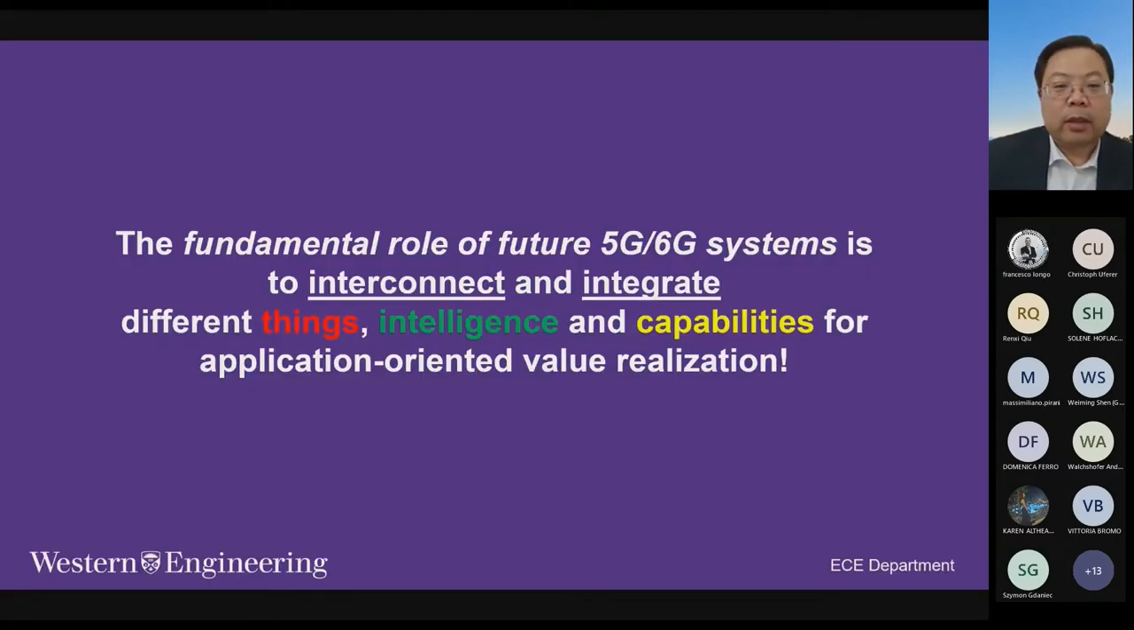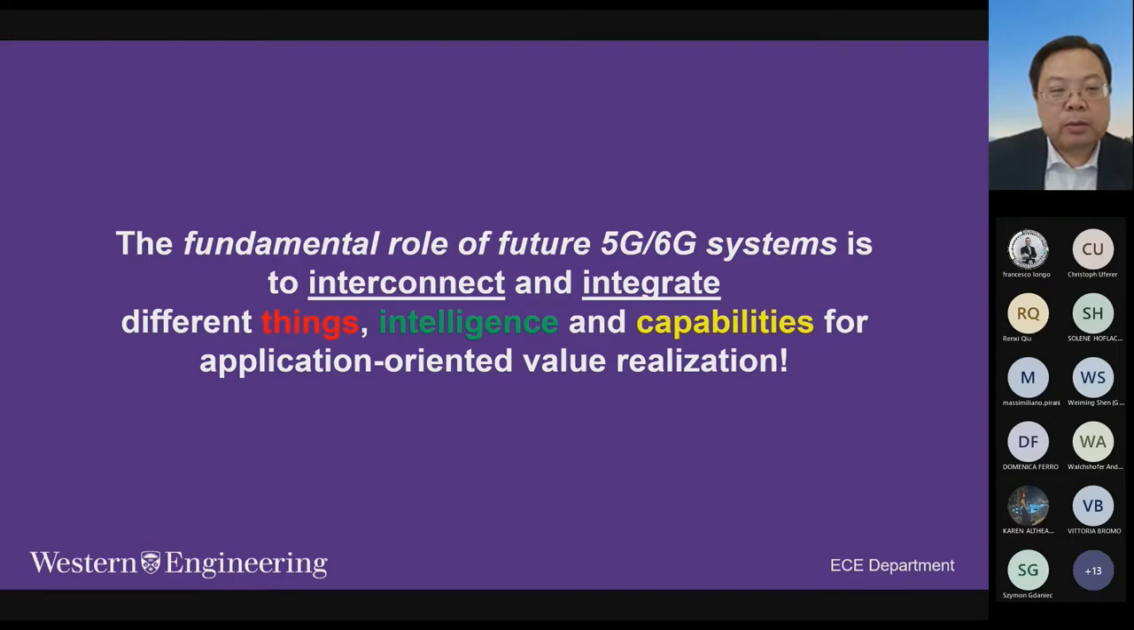Now, in summarizing that, the goal of the wireless access network for future industry systems is to interconnect and integrate different sensing, intelligence, and capabilities for application-oriented value realization. So this is our expectation for future wireless networks in supporting Industry 4.0.